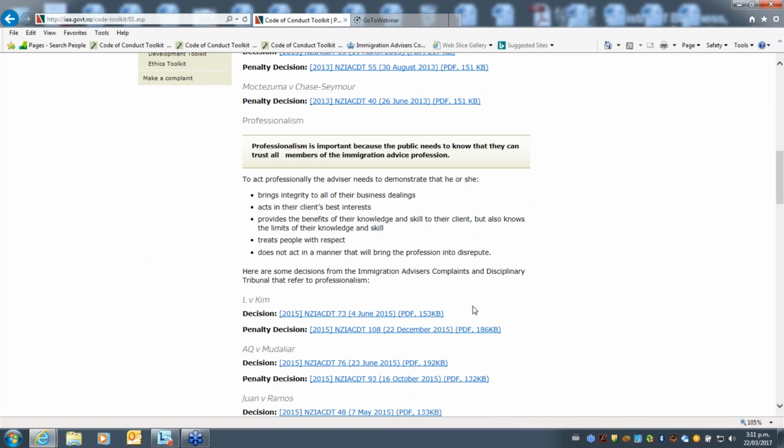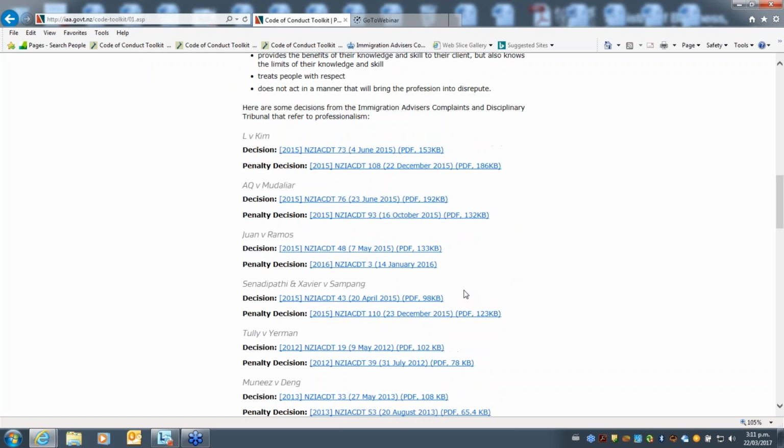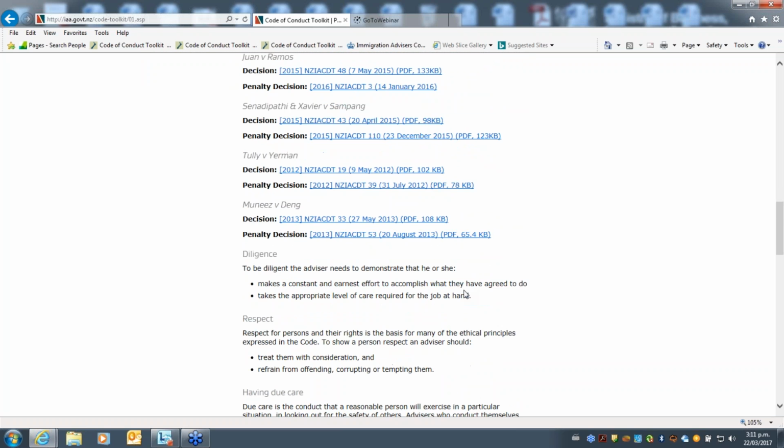Secondly, we've got professionalism, and that is what is expected of a licensed advisor: to be professional, to have integrity, to act in your client's best interests, to understand the limits of your knowledge and your skills and the services that you can provide, to be respectful, and to be aware of what is expected generally by the rest of the profession. And there are a number of decisions we've got listed here that give you some examples of those.